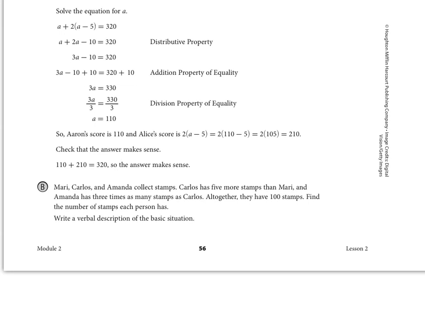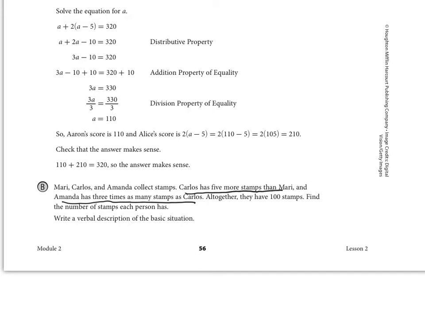At the bottom, part B, Mari, Carlos, and Amanda collect stamps. Carlos has 5 more stamps than Mari. Amanda has 3 times as many stamps as Carlos. Altogether, they have 100 stamps. Find the number of stamps each person has.